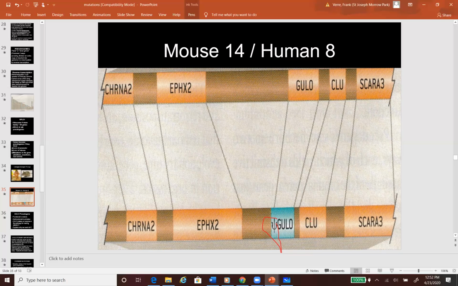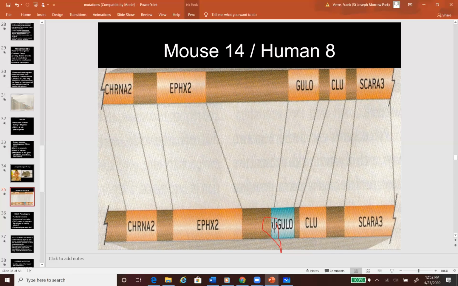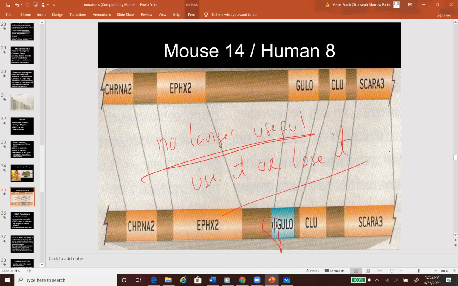There could be many causes for death, right? The mechanism could be loss of promoter, maybe some really devastating insertion and deletion. But the reason why it happens is the same. It happens because the gene is no longer useful. Okay? You can think of it as use it or lose it. This is the idea. So the reason why it's allowed to happen is because the gene isn't really important anymore.